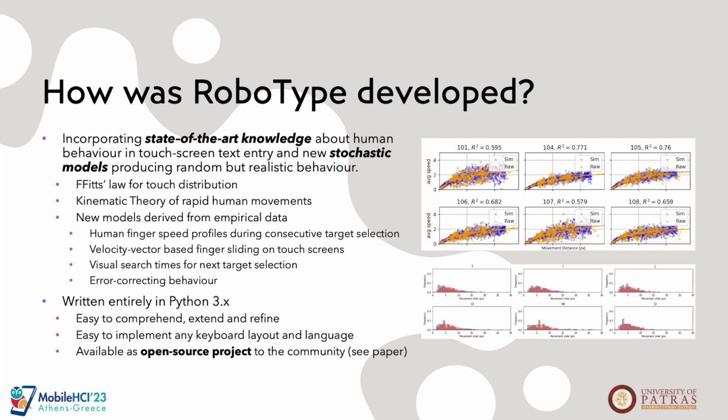RoboType is written entirely in Python 3 and the code is easy to comprehend, extend and refine by any moderately experienced programmer. Its modular structure makes it easy to implement any keyboard layout and language. And most importantly, it is available as open source project to the community.